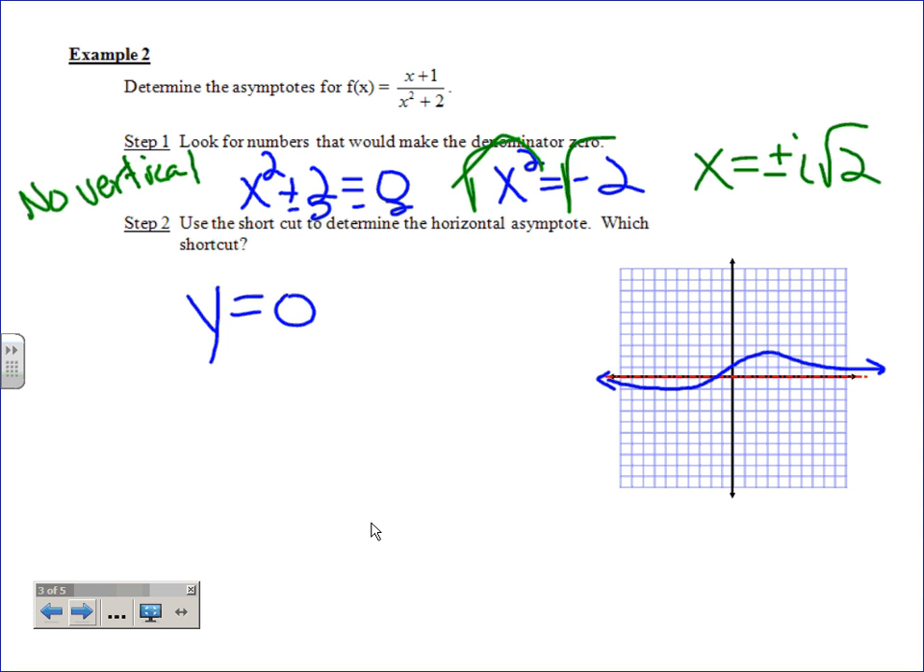Let's do the same thing I did before. Let's make x huge. 10 million. Okay? 10 million plus 1 on top. So does the plus 1 really do much for us? Not really. 10 million squared on the bottom, plus 2. So again, the plus 1, the plus 2, a lot of power here? Not really. So we've got 10 million over 10 million squared.